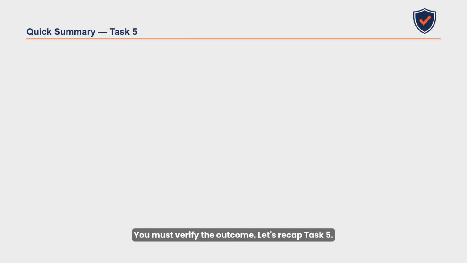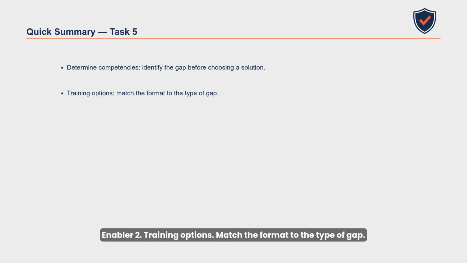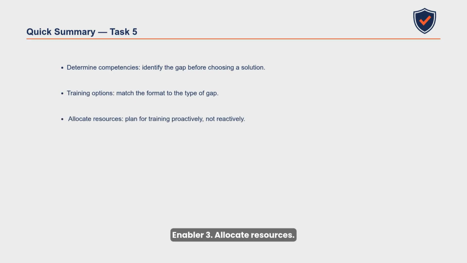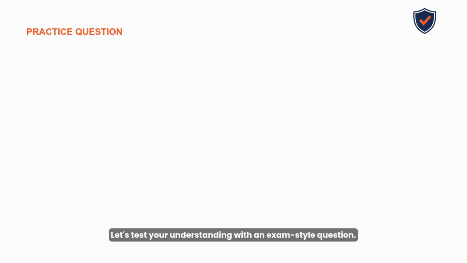Let's recap Task 5. Ensure team members are adequately trained. Enabler 1. Determine competencies. Identify the gap before choosing a solution. Enabler 2. Training options. Match the format to the type of gap. Enabler 3. Allocate resources. Plan for training proactively, not reactively. Enabler 4. Measure outcomes. Close the loop and verify the training worked. And in Agile, favor cross-training, pair learning, and retrospective-driven skill development over formal external training wherever possible. Let's test your understanding with an exam-style question.